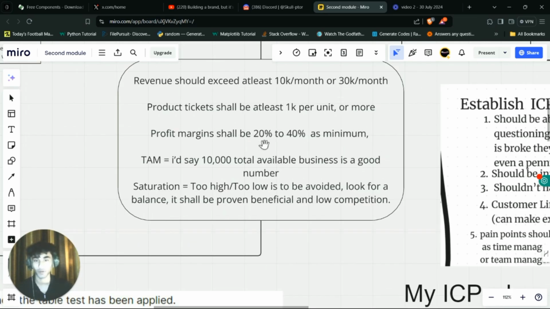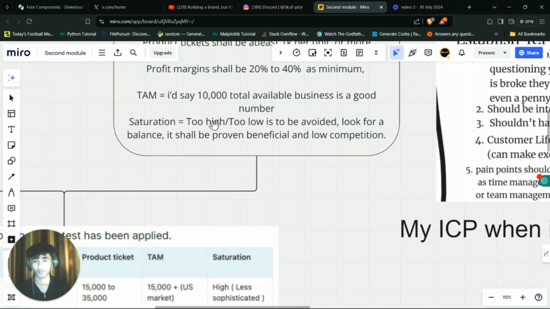Profit margin shall be 20% to 40% as a minimum. Total addressable market, I would say 10,000 total available businesses is a good number. Next comes saturation, where you should avoid too high and too low, but look for balance, since it is proven to be beneficial and has low competition.